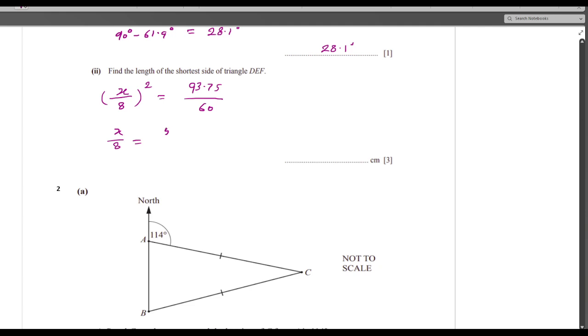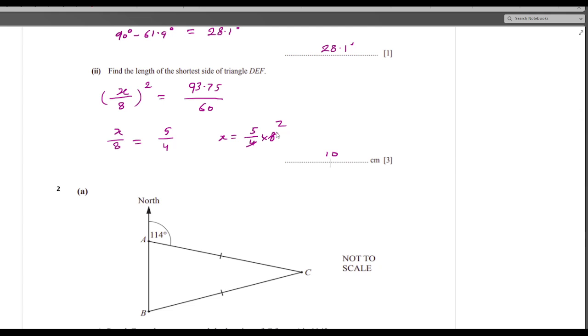So this is 5 divided by 4, and therefore the value of x is 5 divided by 4 times 8. So 4 times 2 is 8, 5 times 2 is 10. So your answer, the length of the shortest side of DEF, is 10 centimeters.